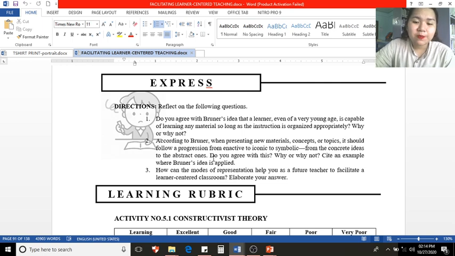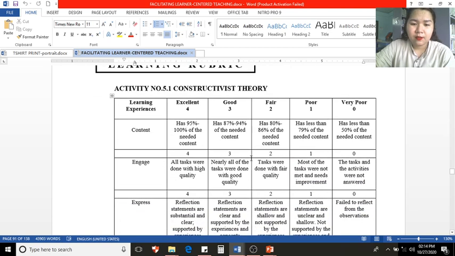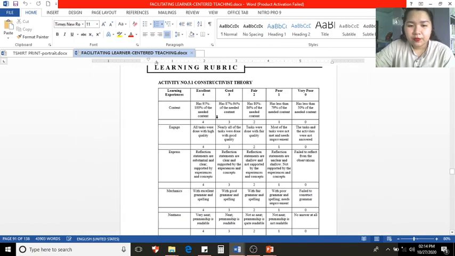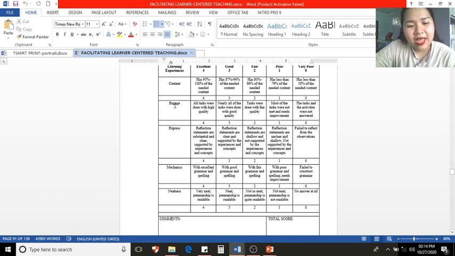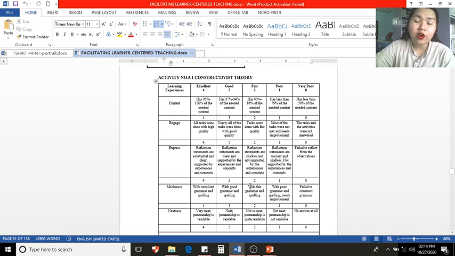Okay? And please be guided by the learning rubric provided. Okay? So, you will be graded based on the learning rubric here. So, yung content, yung answer ninyo sa engage, sa express, and the mechanics, of course, your grammar and spelling, and of course, the neatness. Okay, so that's it for Constructivist Learning Theory or Constructivist Theory by Jerome Bruner.